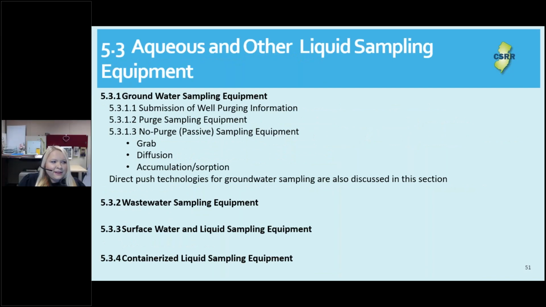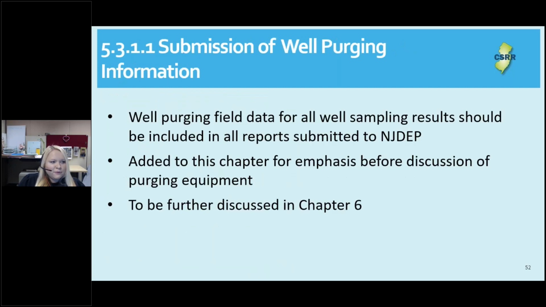Section 5.3 covers aqueous and other liquid sampling equipment. This slide provides an overview of Section 5.3. Most of the changes were made in Section 5.3.1, groundwater sampling equipment. Overlap may occur between sections as some equipment may have multiple applications. When in doubt, all sections should be consulted. Next slide. The submission of well purging information was added to this chapter for emphasis.